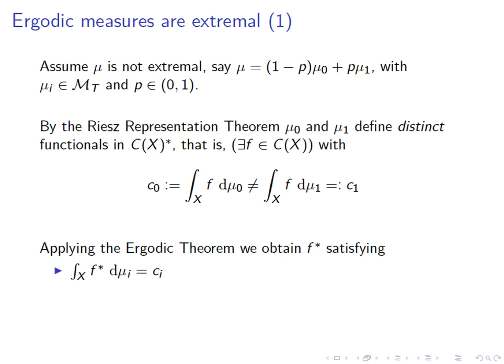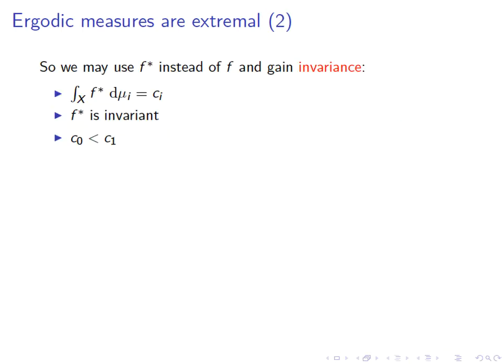Now we apply the ergodic theorem to this specific function f, and we obtain a function f star, which has the following two properties. First, the total integral of f star is the same as the total integral of f, so it's C0 or C1, depending on which measure you use when you integrate. And second, f star is invariant under T. So from the point of view of Riesz representation, we see that f star also distinguishes between mu0 and mu1.